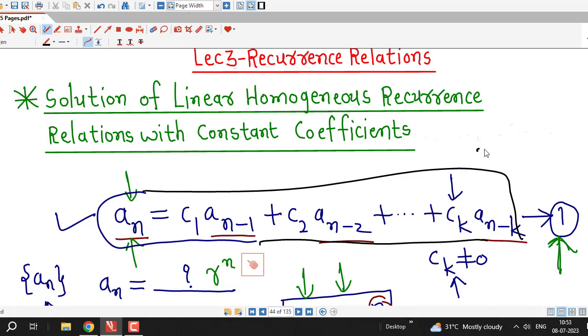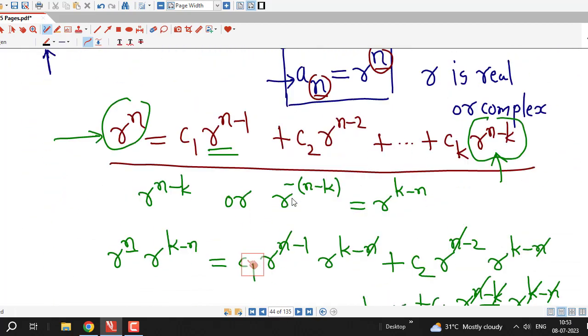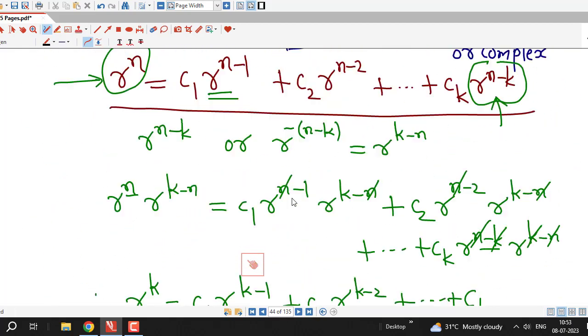And depending upon the nature of the roots of the characteristic equation, or the nature of the r values, we will have different formulas for the nth term of the sequence an, which is a solution of the recurrence relation. So first we are going to consider recurrence relations of second degree, and then we will generalize the method for recurrence relations of any degree. So I am writing a recurrence relation of second degree, which is an equal to c1 times an minus 1 plus c2 times an minus 2.